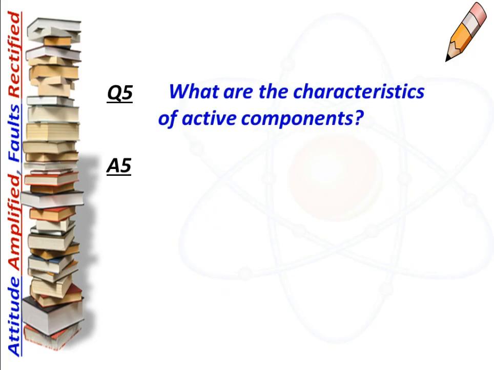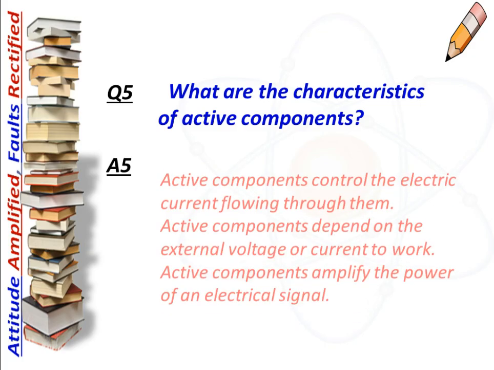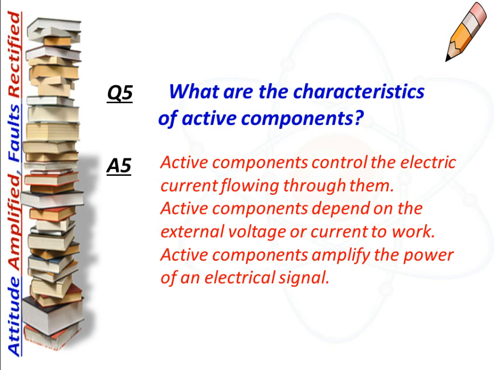The next question is, what are the characteristics of active components? The answer is, active components control the electric current flowing through them. Active components depend on the external voltage or current to work. Active components amplify the power of an electrical signal.